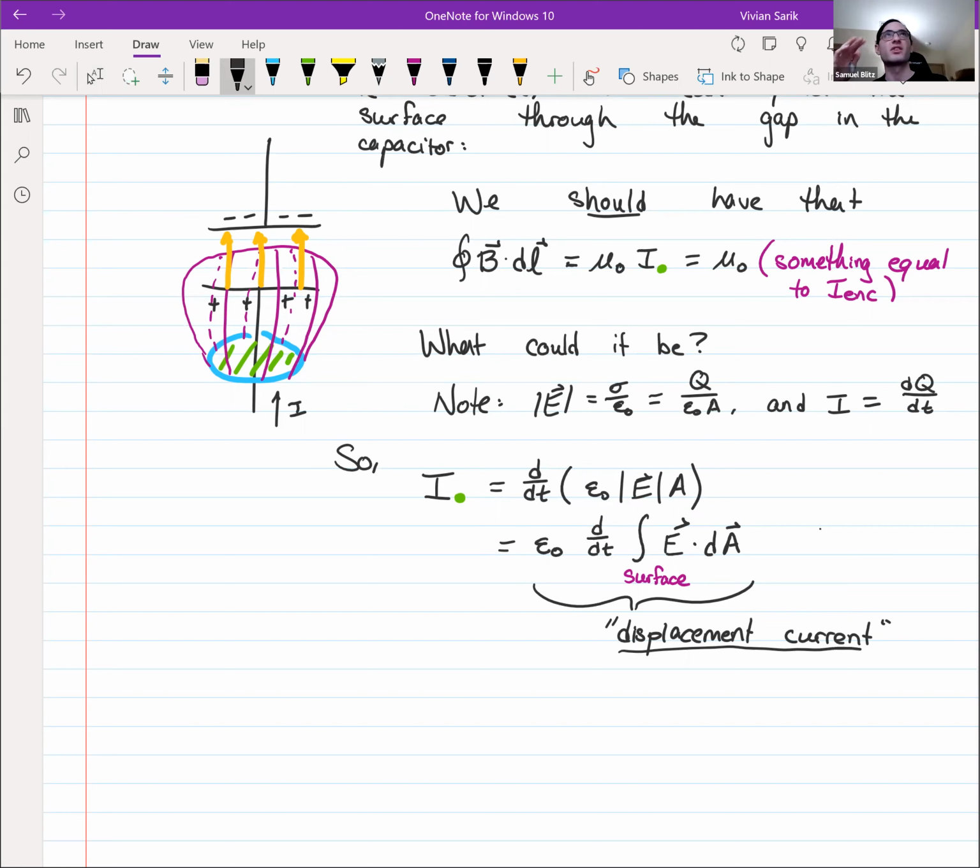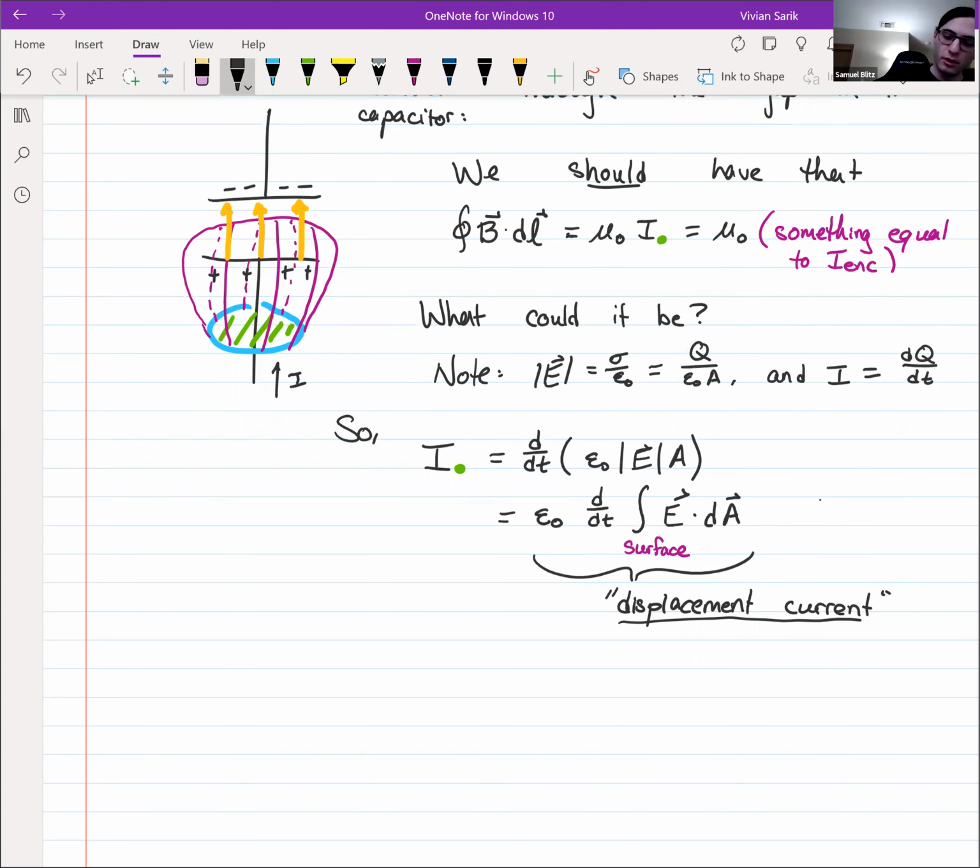exactly as much electric field change as you would need to account for some amount of current. So more generally then, we can actually fix Ampere's law by combining both of these effects.